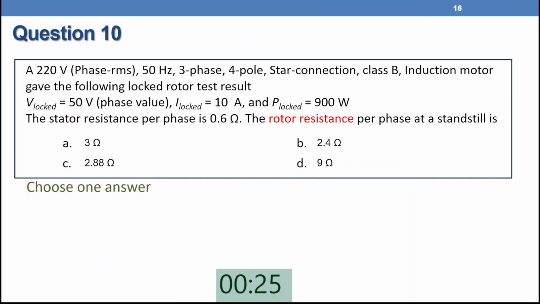Question number 10. A 220 volt phase RMS, 50 Hz, 3-phase, 4-pole, star-connection Class B motor gave the following locked rotor test results: V locked equals 50 volt phase value, I locked equals 10 ampere, and P locked equals 900 watt. The stator resistance per phase is 0.6 ohm. The rotor resistance per phase at standstill is A. 3 ohm, B. 2.4 ohm, C. 2.88 ohm, D. 9 ohm. Time starts now.